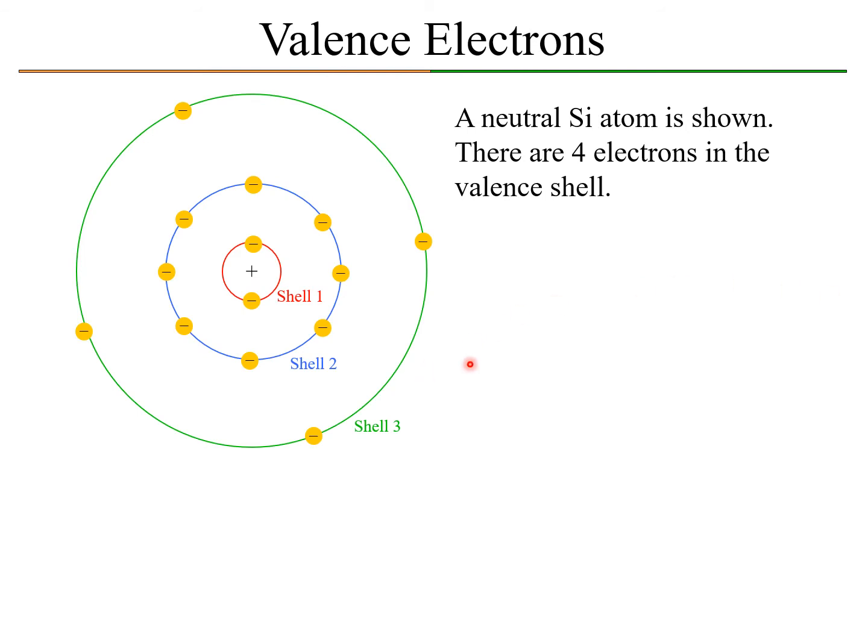Here we show a neutral silicon atom. A silicon atom has 14 electrons. And in the outer shell, there are 4 electrons. So this outer shell is the valence shell. So we see that we have 1, 2, 3, 4. This shell right here is closest to the nucleus, and this shell number 2 is the next closest. These electrons and those shells don't contribute to the current flow, only the outer electrons.